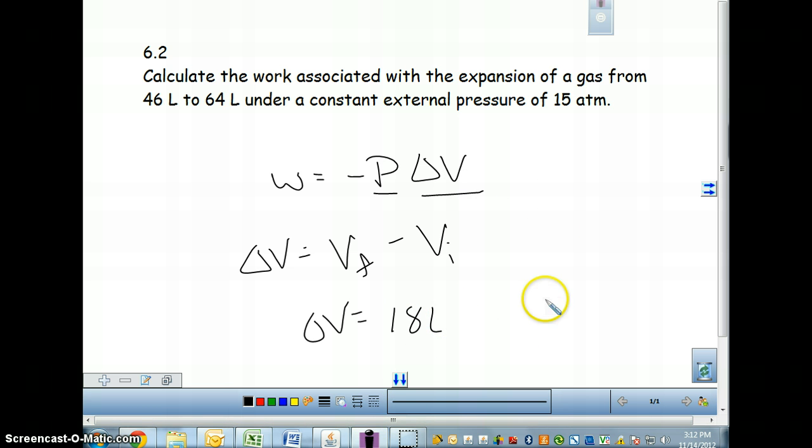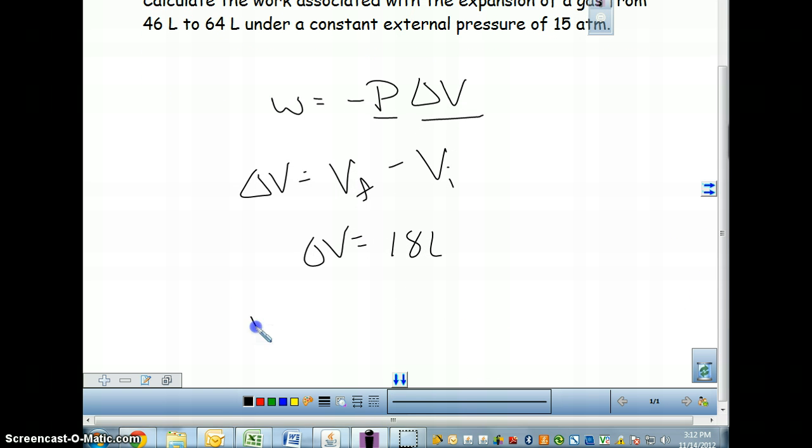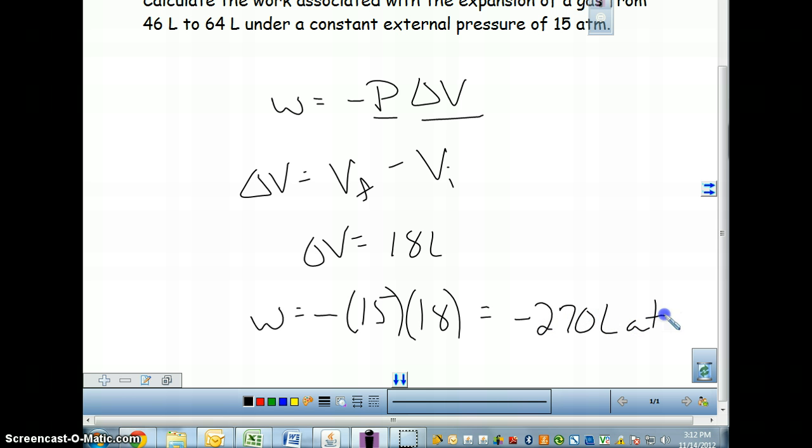We go ahead and plug this into our work equation. Work equals negative, our pressure is 15, times our delta V is 18, and we get negative 270 liter times atmosphere.